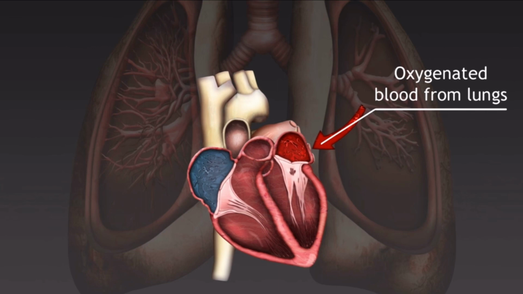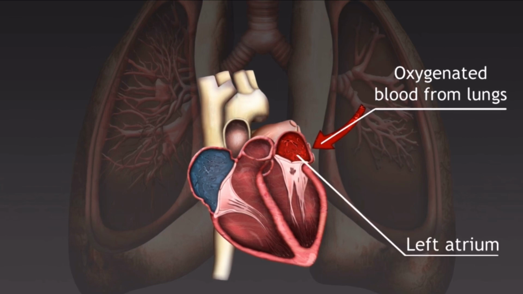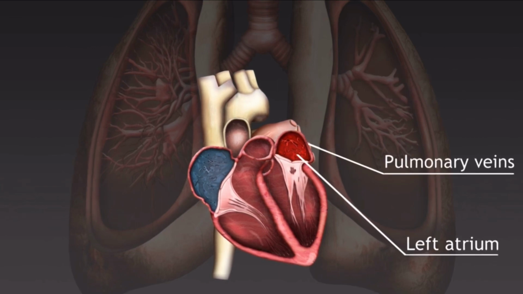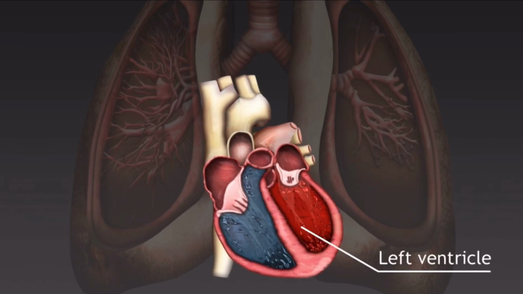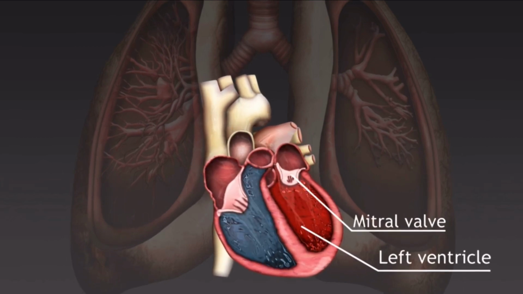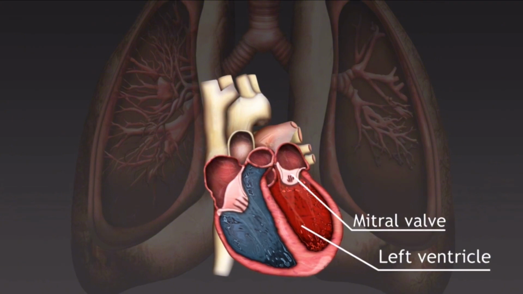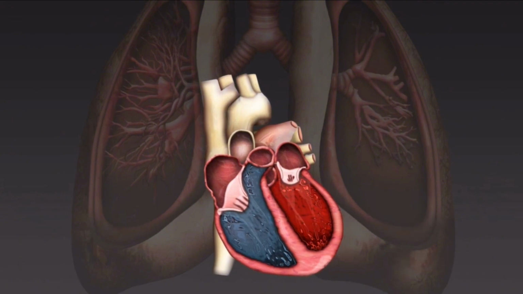Oxygenated blood flows from the lungs into the left atrium via the pulmonary veins. The left atrium contracts to pump blood into the left ventricle through the mitral valve. Once the left ventricle has filled with blood, the mitral valve closes.